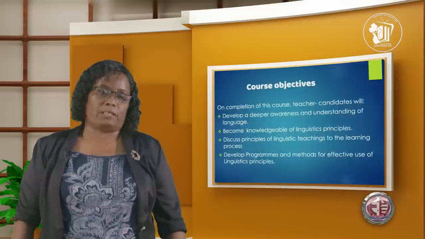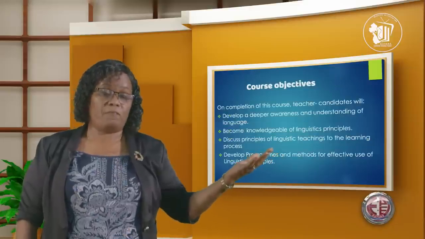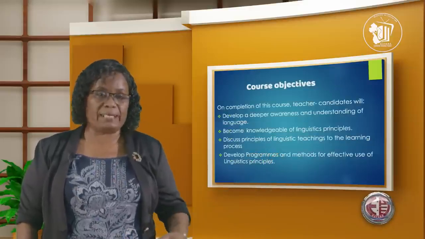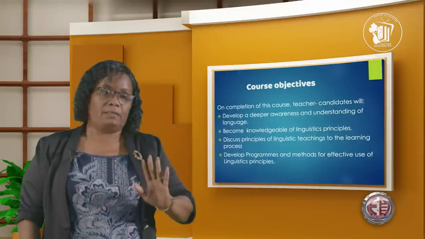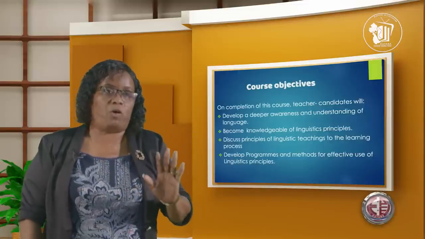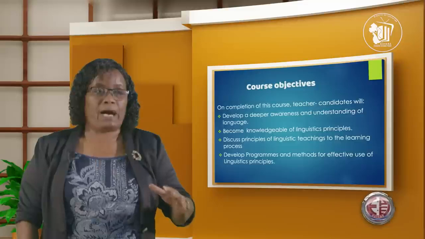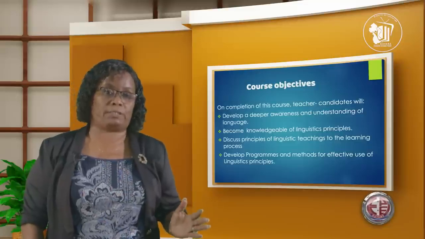Now, what are the course objectives? Now, look at those. You will see there are actually 4 course objectives. Now, meaning that these are the broad objectives. This is what we want you to know or what we want to happen at the end of the course.